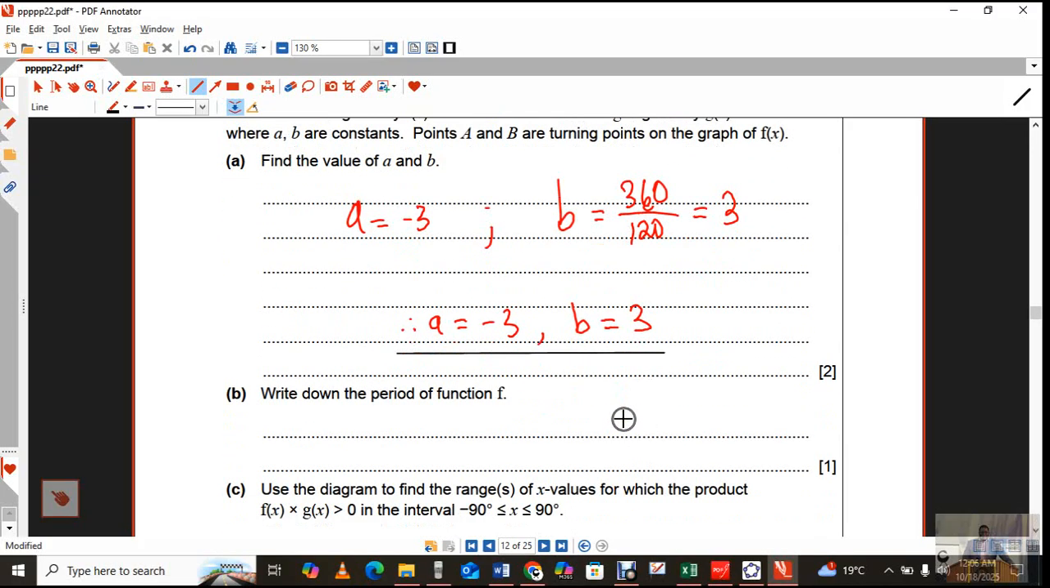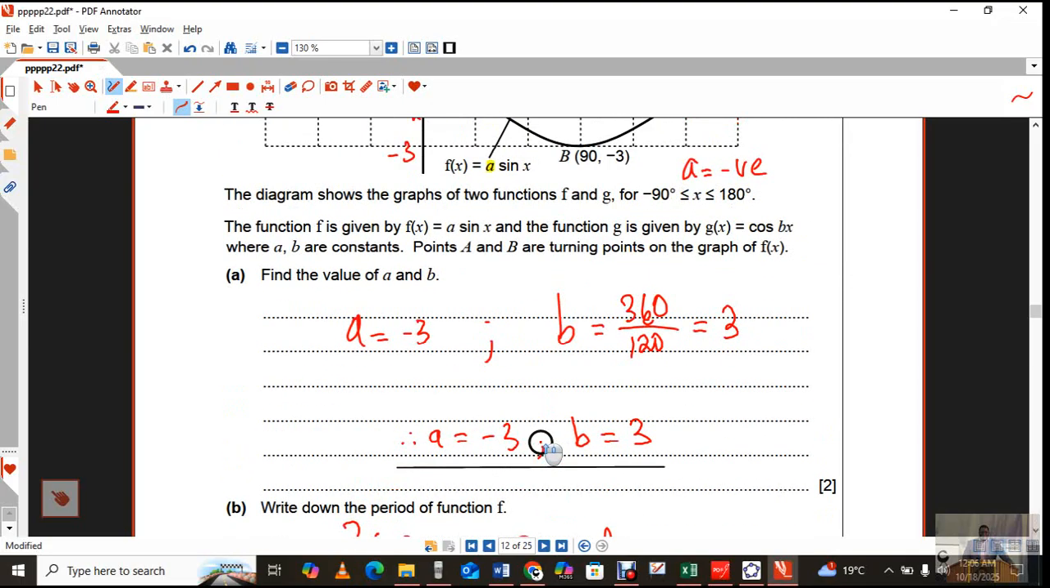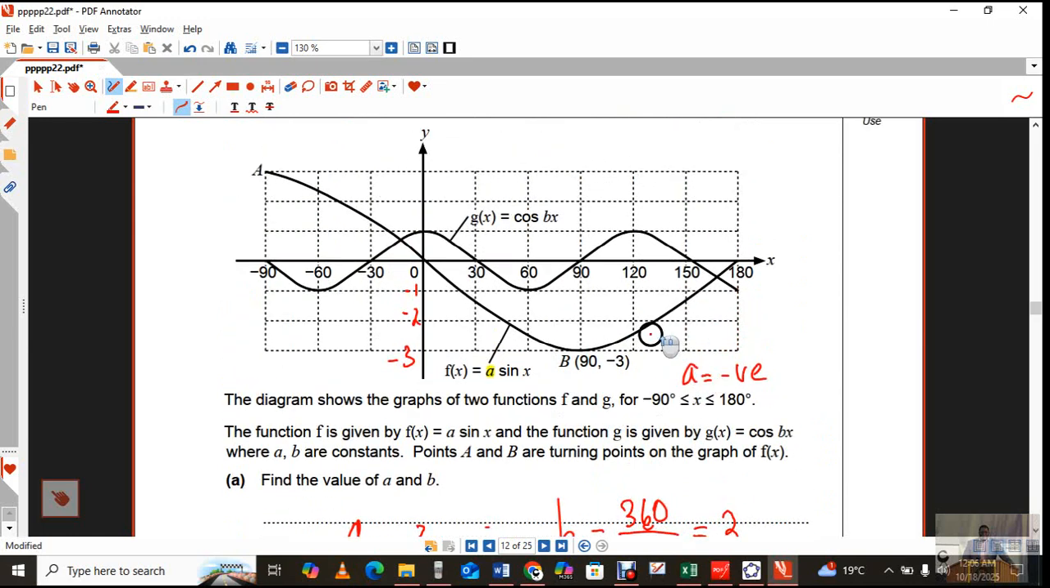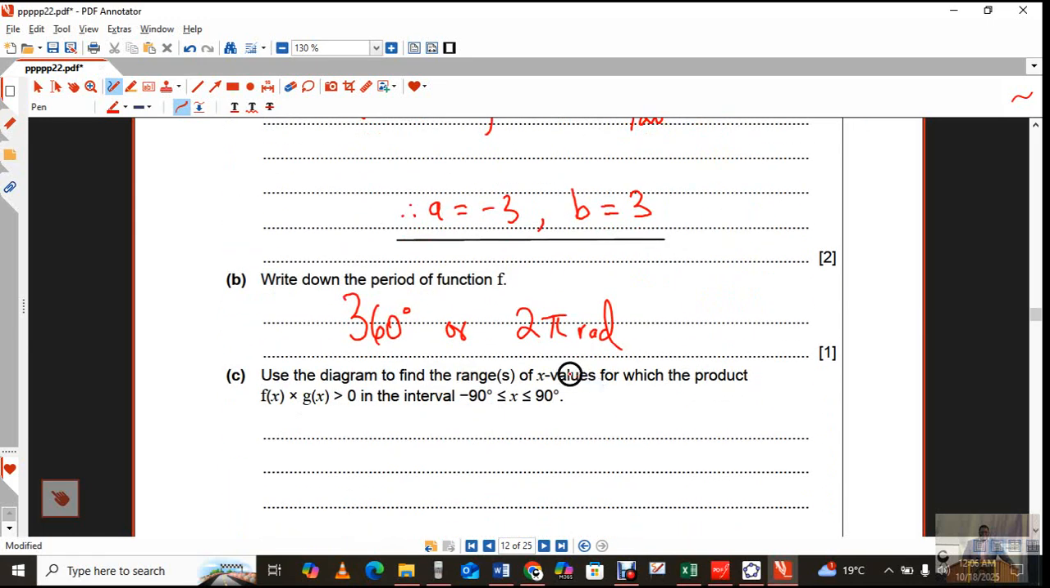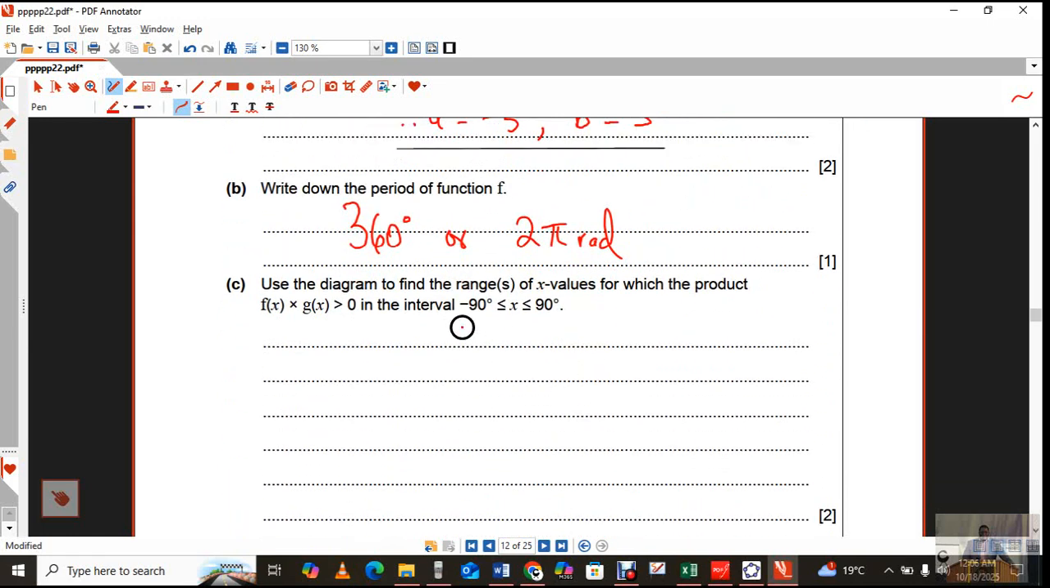Okay, then they say write down the period of function f. I already spoke about it. It repeats itself after every 360 degrees. So you can write 360 degrees or you can write 2 pi radians. It is not really a problem, but since we are given the domain in degrees, we could have just written 360 degrees.